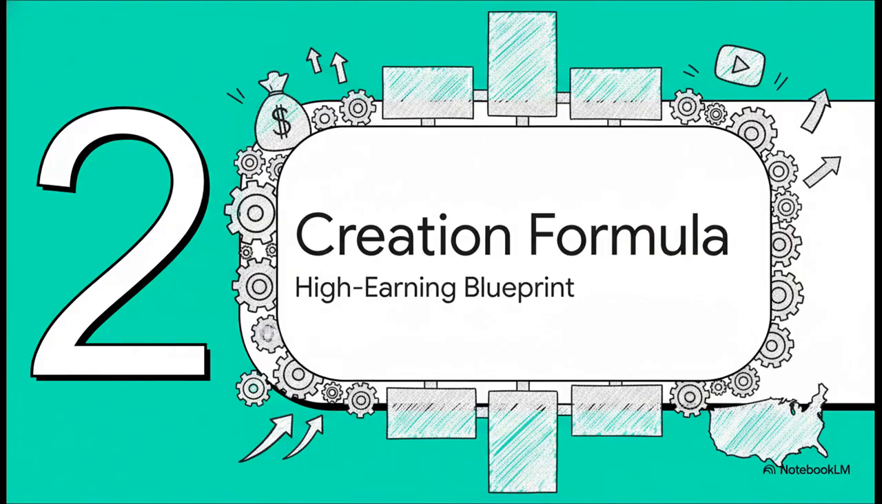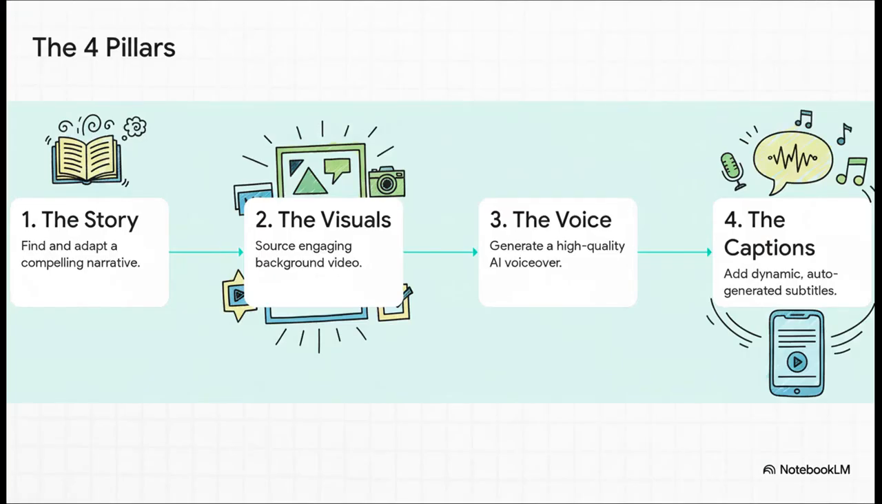Okay, so that's the theory, right? Makes sense. But how do you actually make one of these videos? Let's get into the nuts and bolts. We're going to break it all down into a super simple 4-part formula that you can use to start creating this stuff today. It really just boils down to these 4 things. You need a story, you need visuals, you need a voice, and you need captions. If you can get these 4 pillars right, you'll have a finished video that's perfectly designed to attract that high-paying audience. So let's dig into each one step by step.